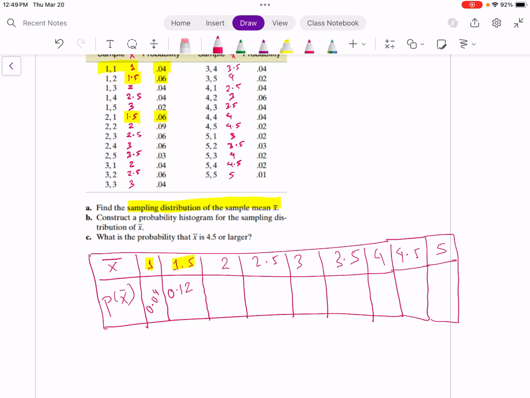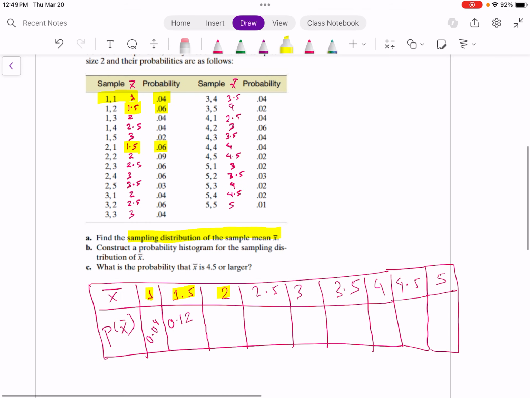Good. Now, in a similar way, let's find the probability that X bar takes a value 2. Let's see how many times. So, we have 2 here. Okay, and here we have 3. So, you add these probabilities. You add 0.04 plus 0.09 plus 0.04. That is 0.08 plus 0.09. Is it 0.17? 0.17. Now, I want you to complete the remaining part here.